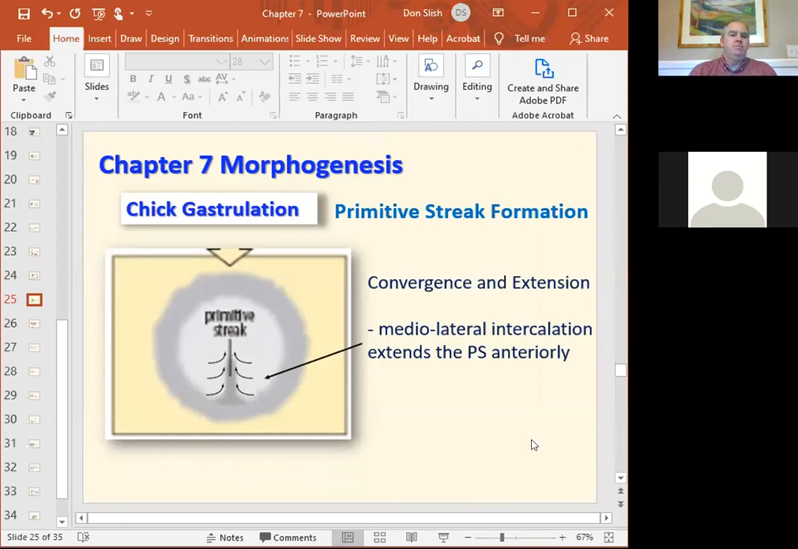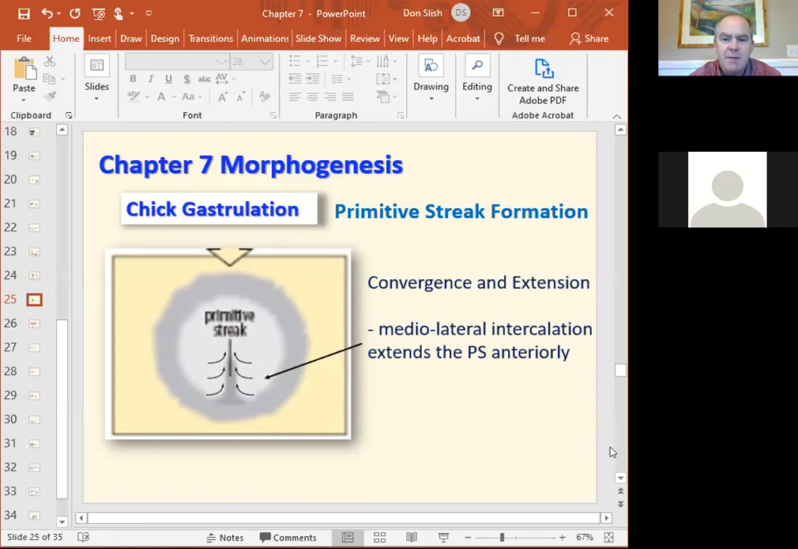So the primitive streak, if you remember from way back in chapter 3, you've got Hensen's node, which the primitive streak starts from, and it goes from posterior to anterior. So that action of moving from posterior to anterior is all about convergence and extension. Here you can see in slide 25, cells are coming from laterally towards the center and then moving forward. So they're converging and extending forward, and that's how the primitive streak extends.